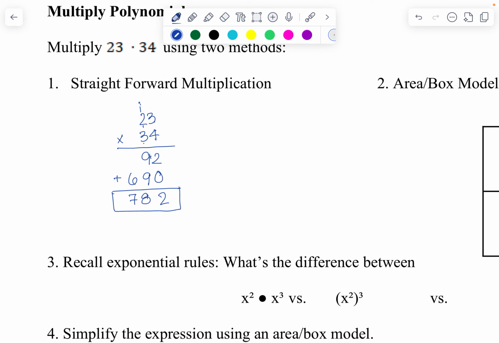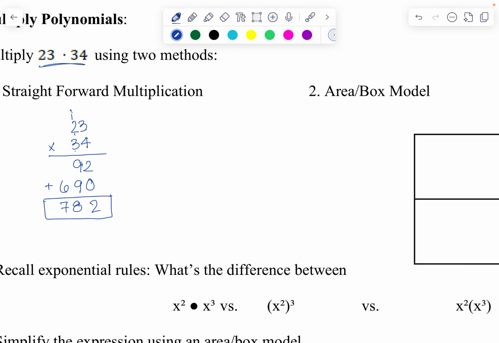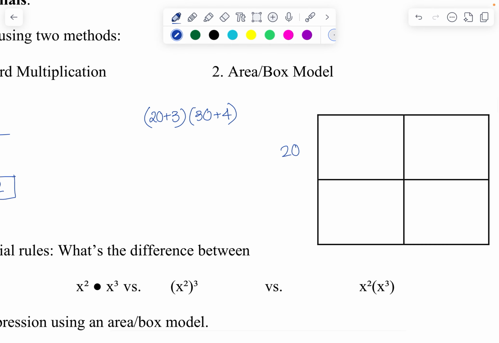Okay, you could use a calculator, sure, but I'm trying to make a point here, so indulge me, my darlings. 23 times 34 is the same thing as saying 20 plus 3 times 30 plus 4. Watch this. 20 plus 3, this is a binomial. This is also a binomial. 20 plus 3, and then my other binomial, 30 plus 4. Notice how I'm writing the sign in front of it.